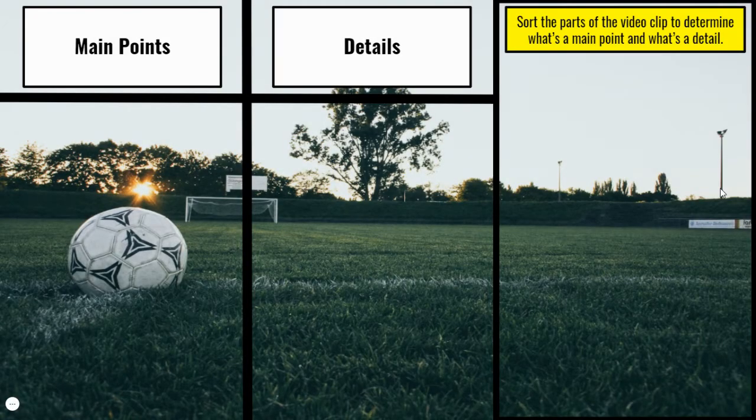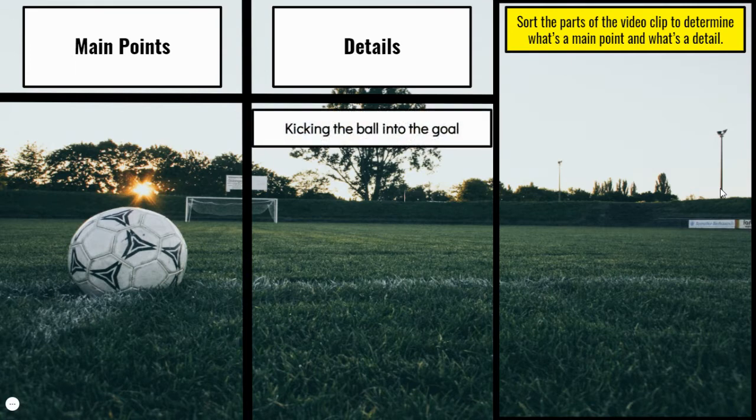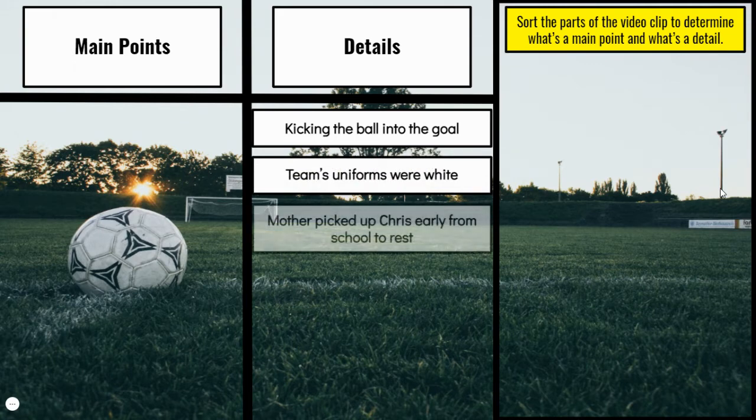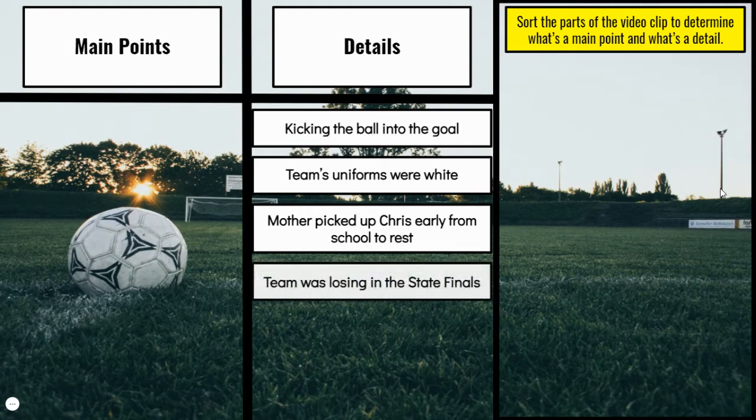Let's take a closer look to try to understand the differences between the main points and the details. Let's focus on the details first. Those are kicking the ball into the goal, the team's uniforms were white, mother picked up Chris early from school to rest, and the team was losing in the state finals. What you should notice about the answers in the detail category is that this information doesn't really matter in the grand scheme of things.